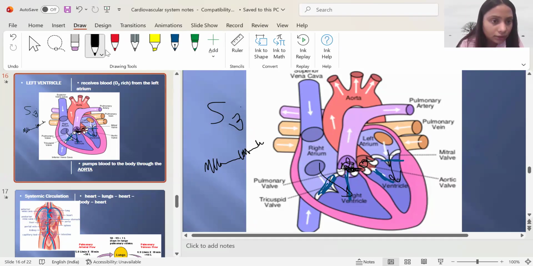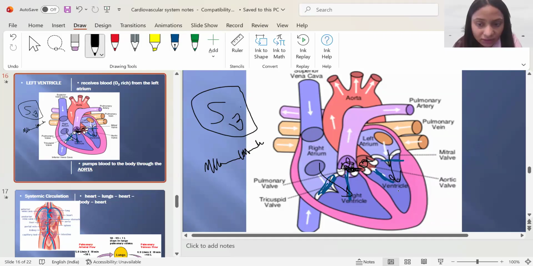Okay, class, are you all available here in the class? Can you understand why this S3 sound is being produced? It is produced because you have heart failure and there's excess blood. So when the ventricle is contracting, still there's some blood remaining and it vibrates, and this is called S3 sound.